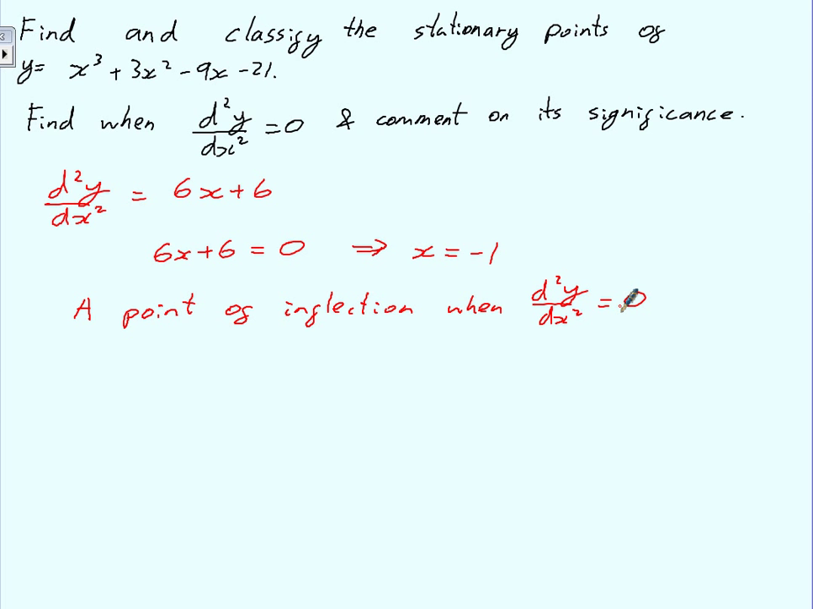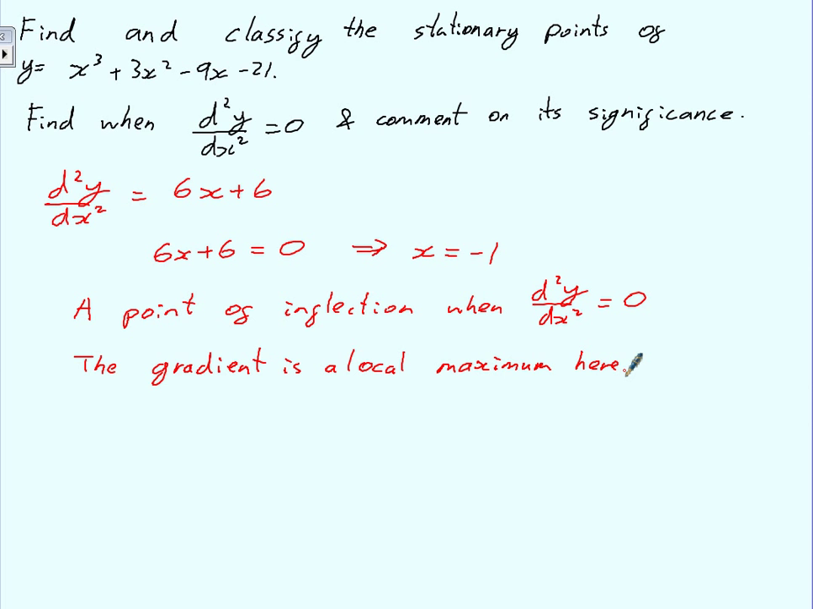And we know it isn't a stationary point because in the previous question when x is minus 1 that didn't make the first derivative 0. So it's a non-stationary point of inflection. This means the gradient is a local maximum here. So this is the steepest part of the gradient around this section of the curve.